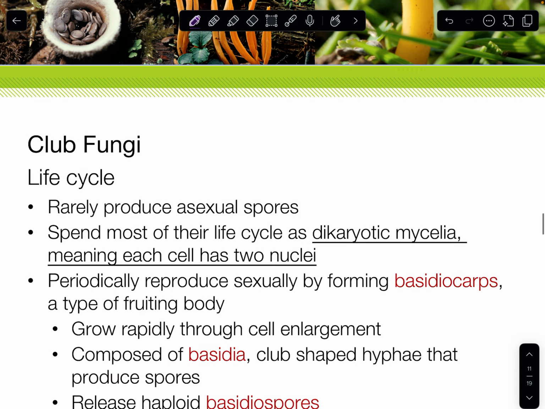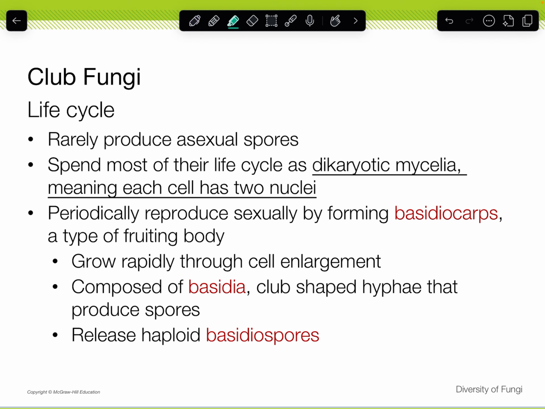So in this life cycle, the interesting thing to note is that club fungi rarely produce asexual spores. They want to reproduce sexually. They want a sexual life cycle. So they rarely reproduce asexually, right? And interestingly enough, they're going to spend most of their life cycle as a dikaryotic mycelia.